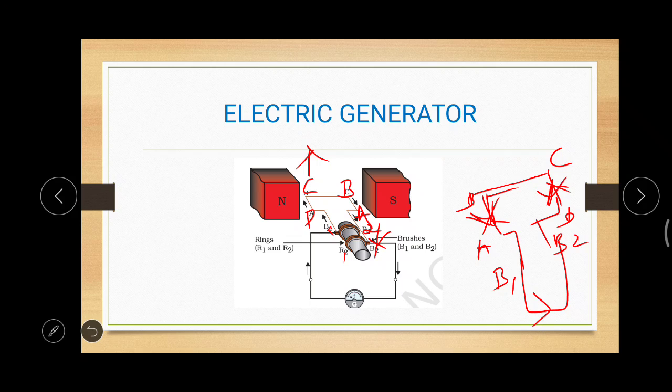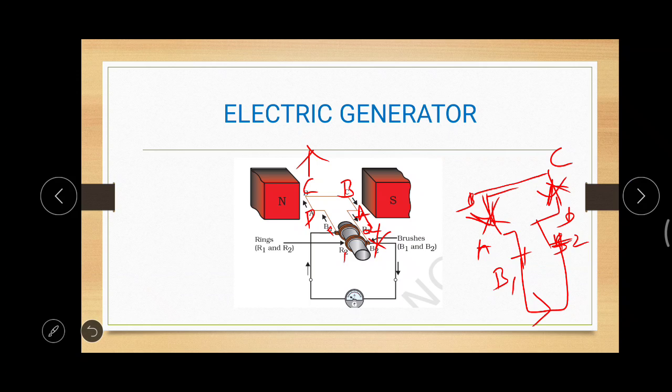That means the polarity is changed. So earlier we can consider maybe B2 is positive and B1 is negative. That means from B2 to B1 the current passes. Now B1 becomes positive and B2 becomes negative. That means the current passes from B1 to B2. Okay. So after the half rotation, the direction of the current is reversed, or the polarity is reversed or changed. Okay. Now I think this much is clear for you.